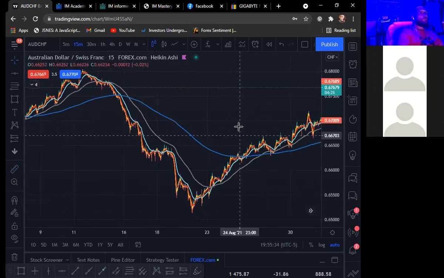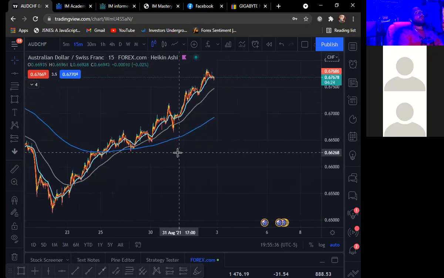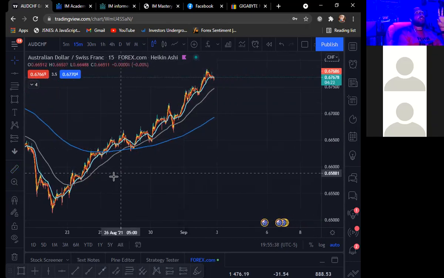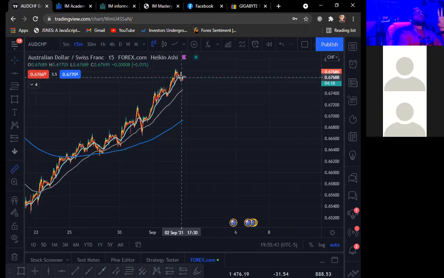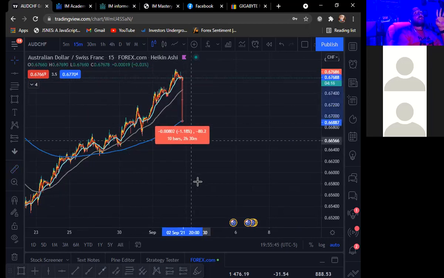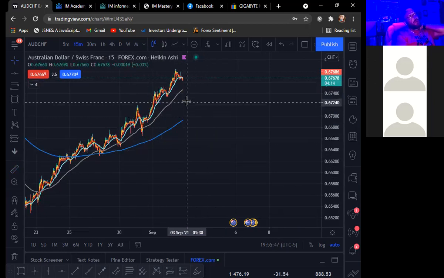Some of them like to get like 200 pips away from the 800. Some of them like to get like 30 pips away from the 800. So it depends which chart you're on. You know what I'm saying? This one is sitting at 75 pips. Not bad. It's getting pretty close.